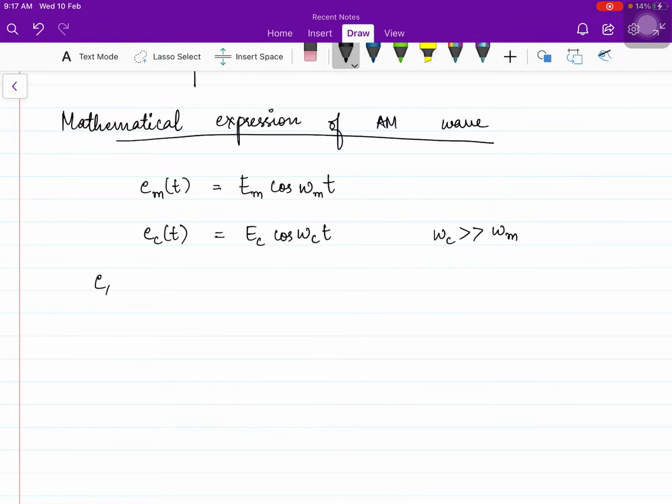Now let's write down the expression of amplitude modulated wave. That means the product of message signal and the carrier signal. I have told you earlier also that here the product does not mean the multiplication of the message and the carrier signal. Modulator is mixing them up. The product does not mean the multiplication of the two signals. The product means the mixture of the two signals.